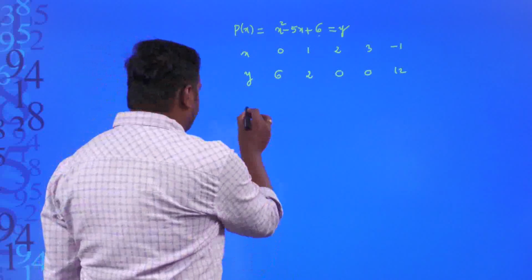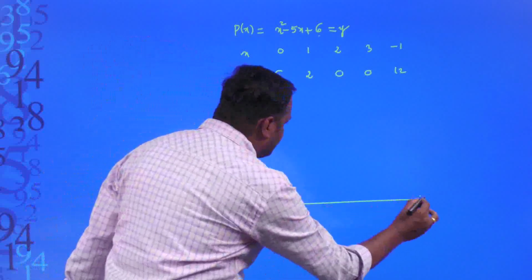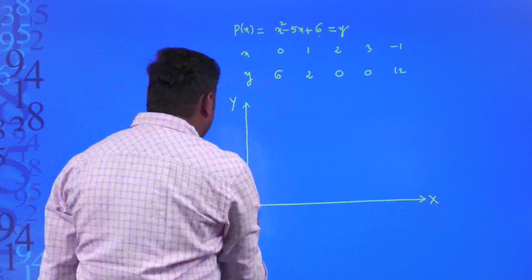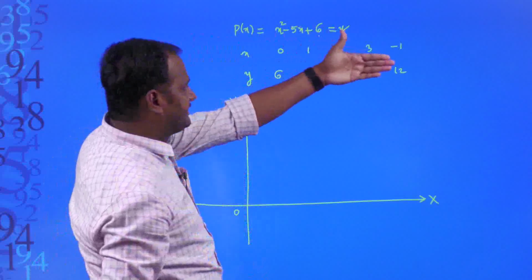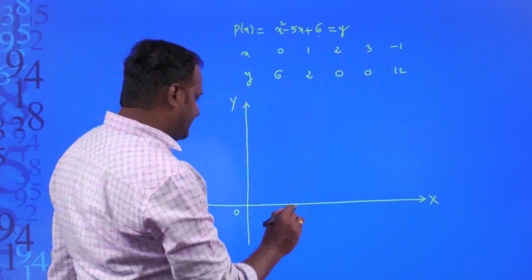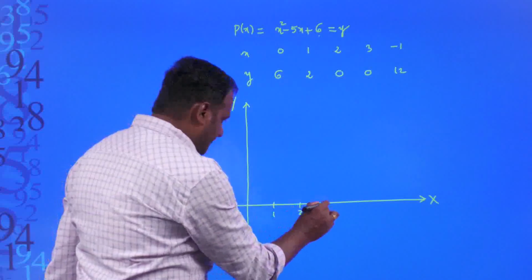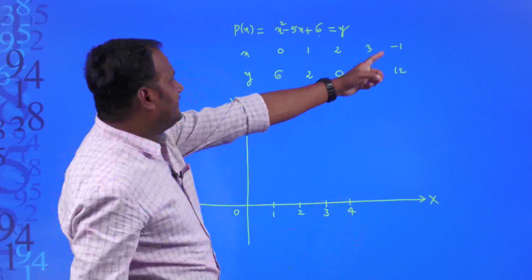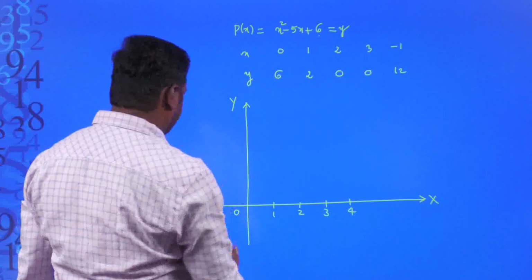Now I am going to draw this on the graph sheet. So this is y-axis and this is x-axis. And of course this is origin. Now I will see what is the maximum value on x-axis. Maximum is 3 and minimum is minus 1. So I will take 1 centimeter equal to 1 unit. This is 1, this is 2 and this is 3. Of course I am taking one more, that is 4. And negative 1 on the left hand side of x-axis. So this is negative 1.